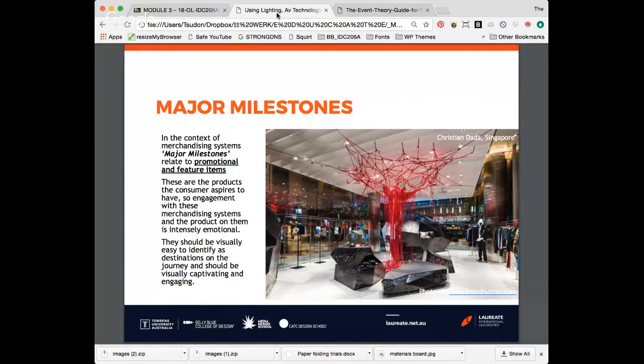Again, if you think about it in combination of the lighting and the display system as a whole, if you've got some great feature lighting and some really beautiful merchandising systems working together to present focal drama to the product that is displayed on them, then a consumer will automatically be attracted to that product and feel more engaged with that product and perhaps follow through to purchase. These are the products that the consumer aspires to have. So engagement with them in the merchandising system is really emotional, and we need to orchestrate that in the best way possible. These should be visually easy to identify from a distance, but also captivate the consumer's imagination.